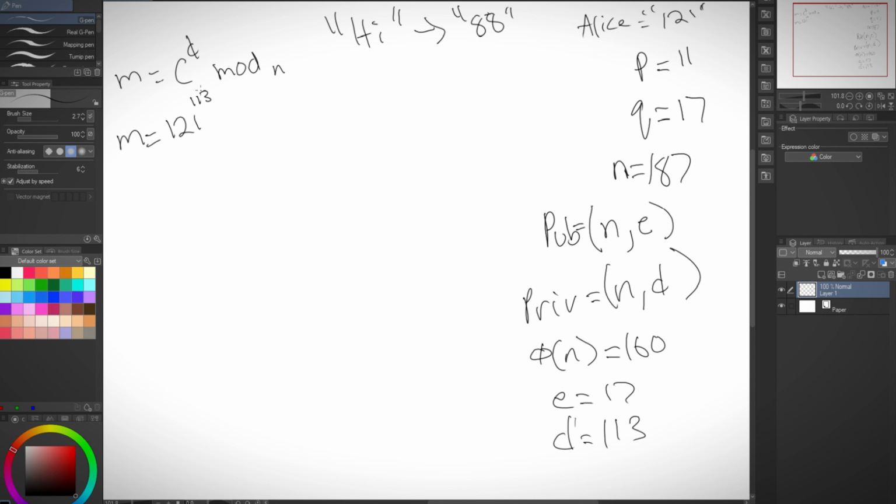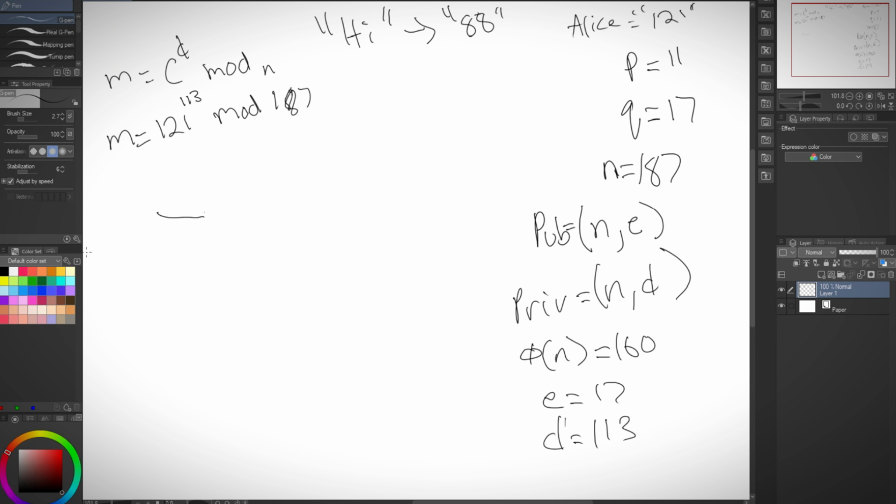Split it up, 10, 10, 10, 10, 10, 10, 10, 3. You know, you could do that kind of math. And then mod N, which is 187. Now run this through our power calculator, and we get M is equal to 88, which we technically already knew, but we still needed to run it through our power calculator to make sure our decryption formula is working correctly. So Alice now has the encoded message, and then Alice needs to run this through the decoder, right?